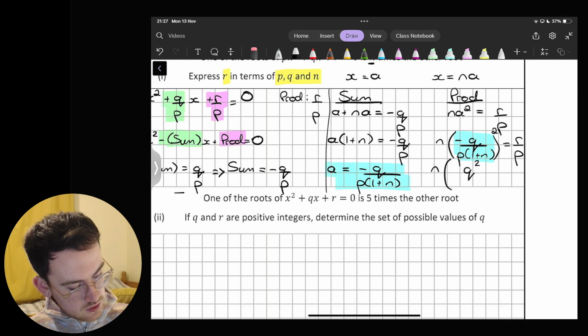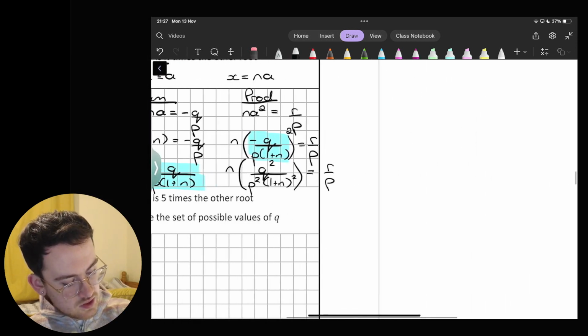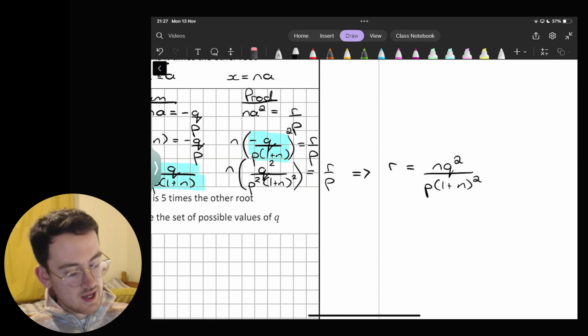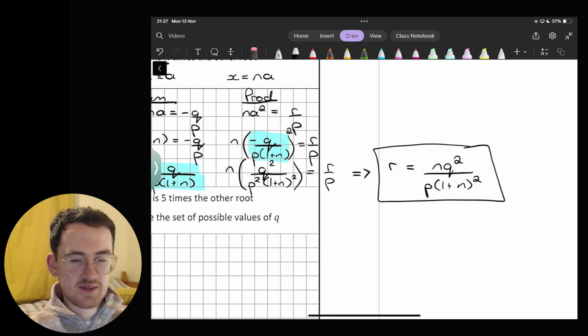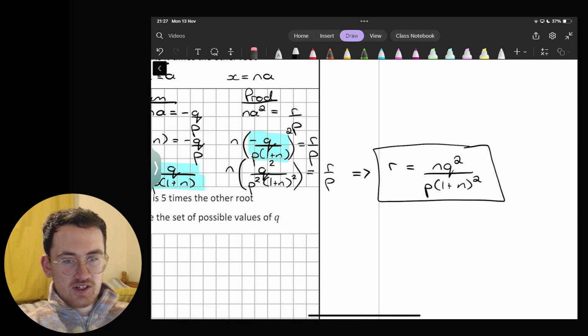So I get q squared over p squared by 1 plus n squared equal to r p. And if I take this continuing out to this side here, if I multiply both sides by p there, I get an overall total of n q squared over p times 1 plus n all squared. Okay, definitely a challenging one there, which I suppose is the point. That's why I put it in. A challenging question. Okay, we're not even done yet. We've only done the first part.